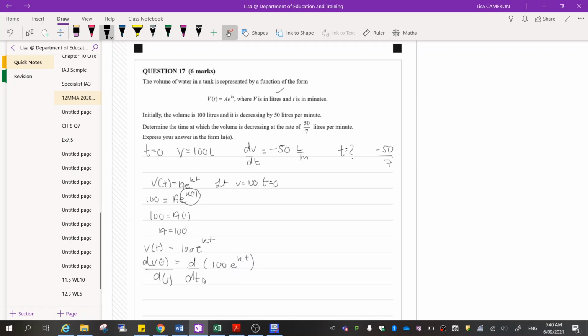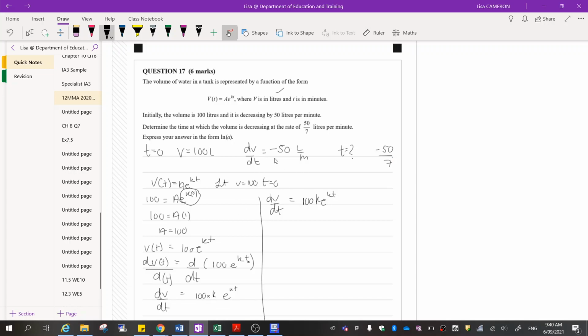There we go, and we're deriving with respect to T, meaning that this is the one, and this is just like a number in front. We just don't know what that number is. So I'm going to end up with 100 times the derivative of this, which will just be k e^(kt). So dV/dt is equal to 100 k e^(kt).